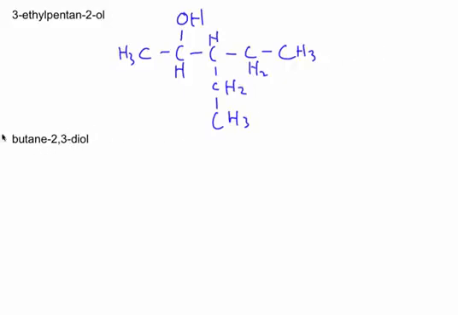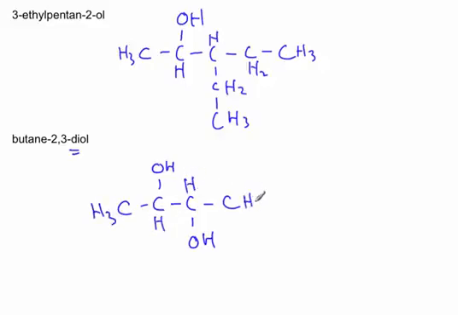Butane-2,3-diol. So again, the di is telling us there are 2 OH groups, and the numbers in front tell us where they are. So there's our butane, and there's a carbon 2 and a carbon 3 hydroxyl group. And that is a diol.